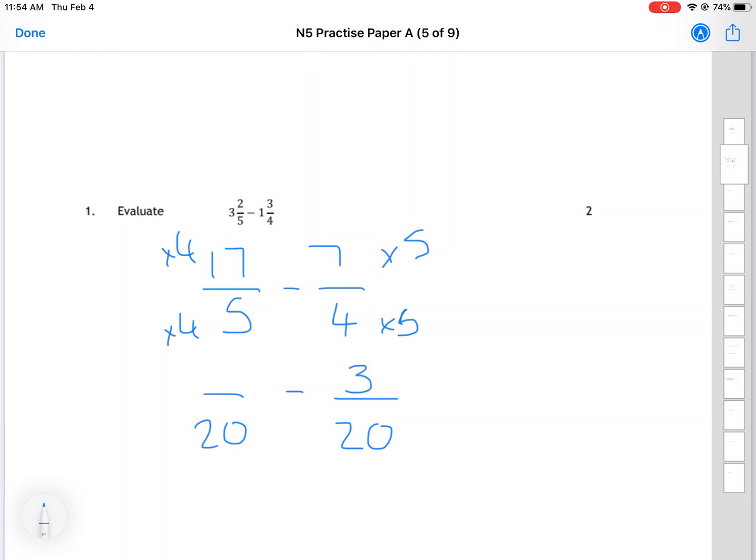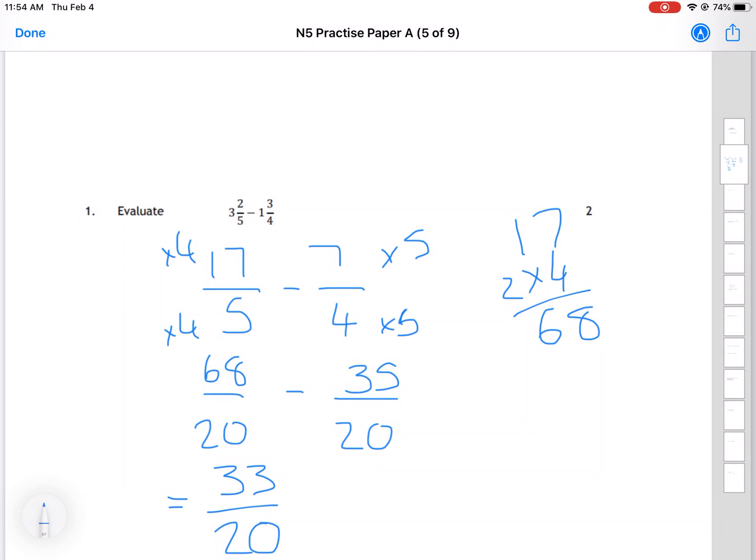So we've got 35 on top of this first one, 17 times 4, 68. And then we can subtract the two top numbers, so we end up with 33/20. Now that can be your final answer, you don't need to change it to a mixed number, but if you do, you will get 1 and 13/20.